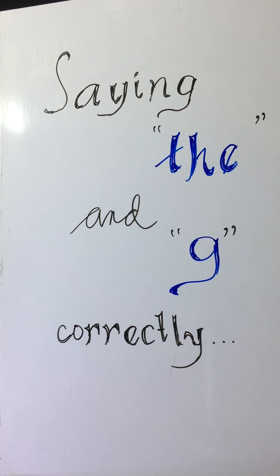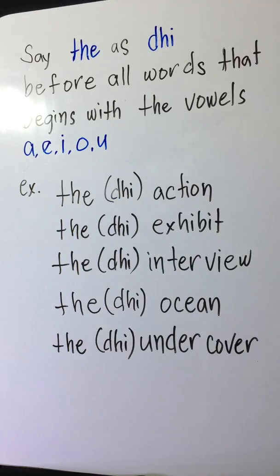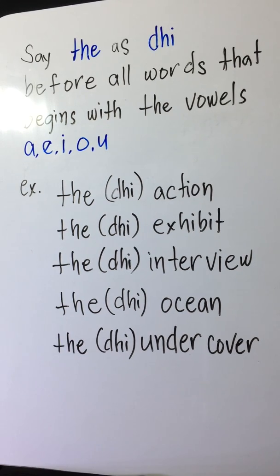Saying D and G correctly. Say D as D before all words that begin with the vowels A, E, I, O, U. Example: the action, the exhibit, the interview, the ocean, the undercover.